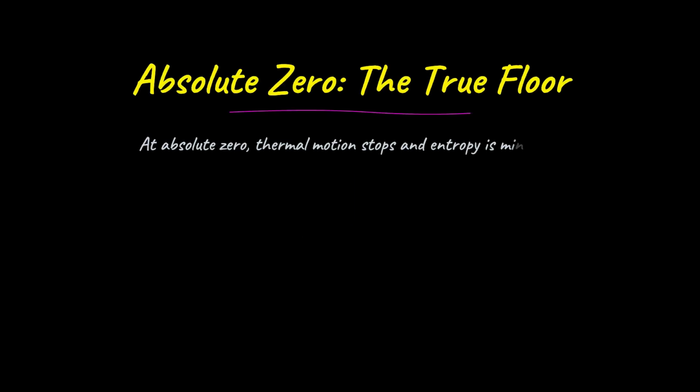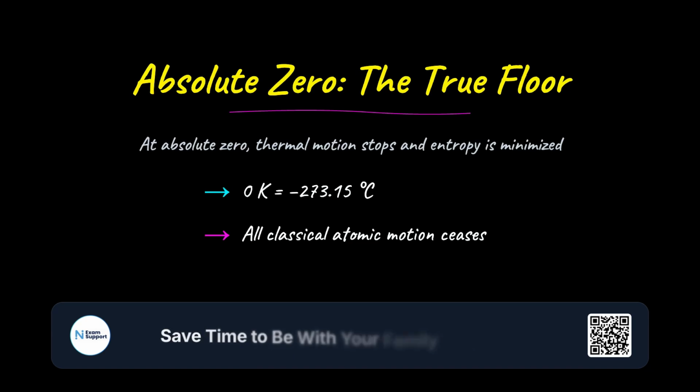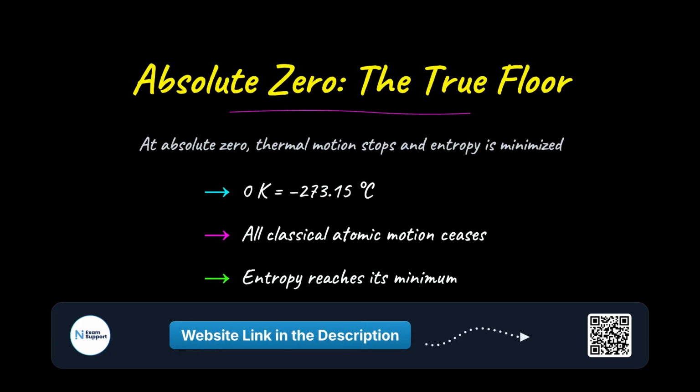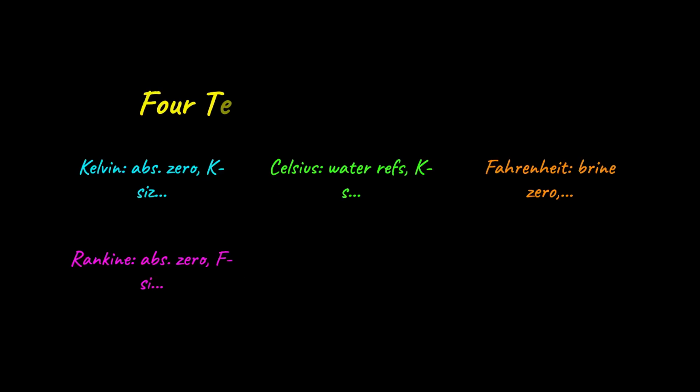The Kelvin scale is anchored to absolute zero, the lowest possible temperature in the universe. At this point, all classical thermal motion of atoms and molecules ceases and entropy reaches its minimum, making 0 Kelvin the only zero that corresponds to zero thermal energy.